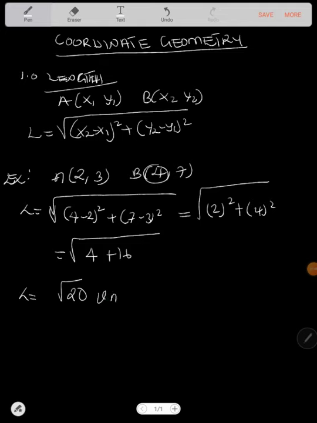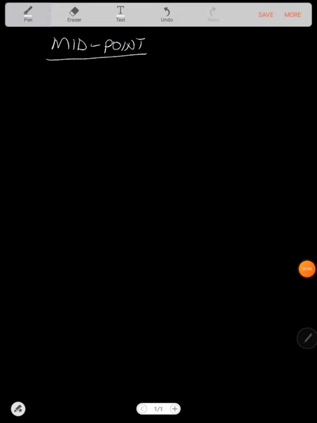Now it's always in units. We don't know the units, so just leave it like that. If you can find the square root, find the square root.